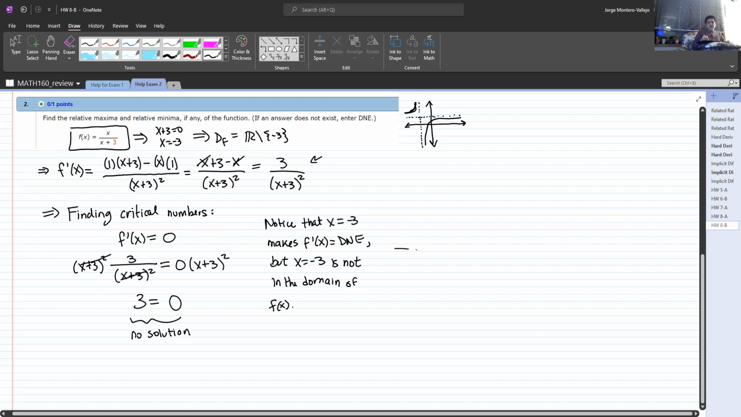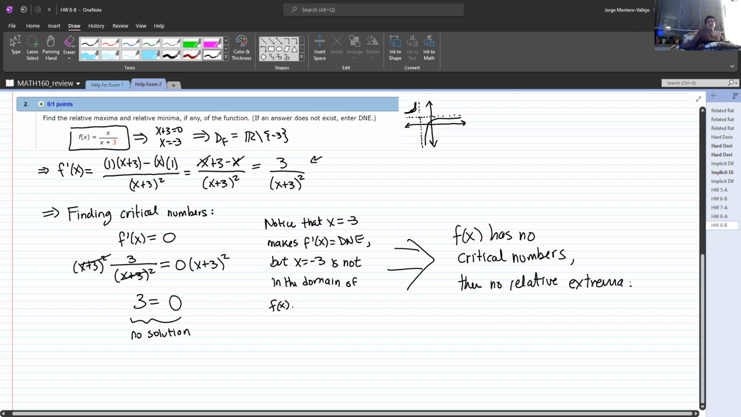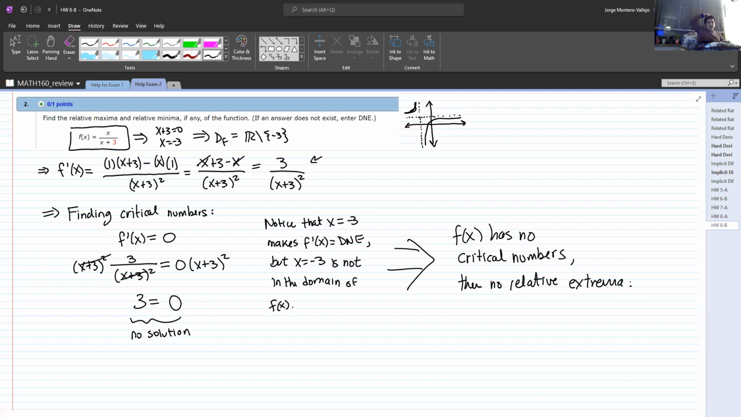All right, so what does this mean? It means that f of x has no critical numbers, and so no relative extrema. Okay, and that was it. This was that last special example that I wanted to show you guys where we have no relative extrema.